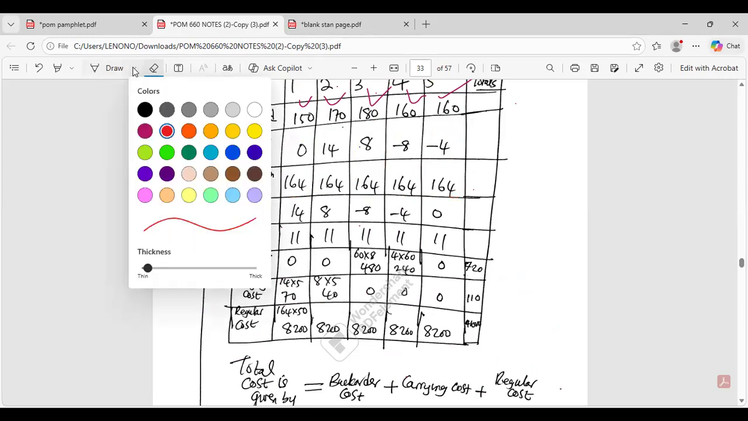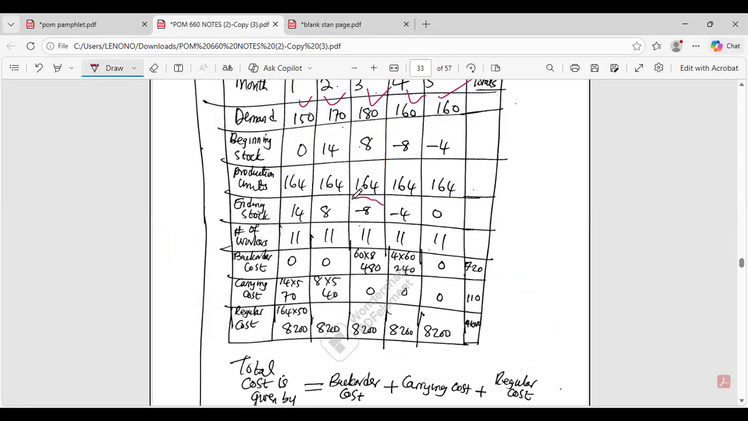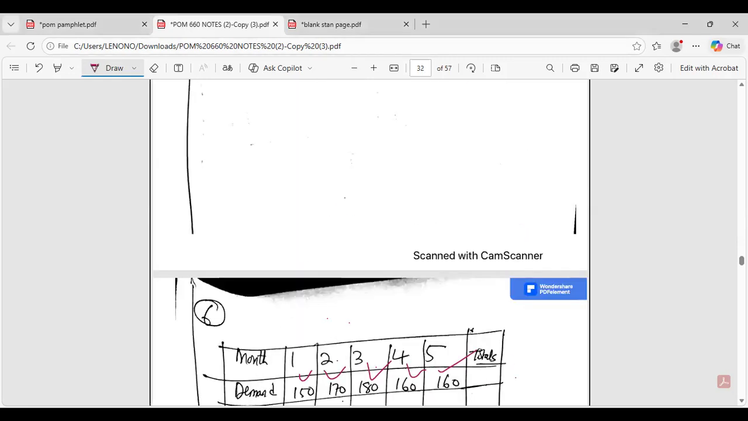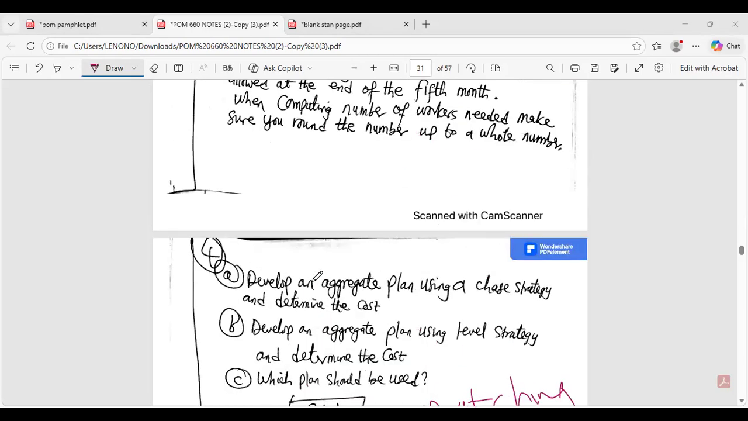Okay. So these negatives tell me we have three options that we can do because we are using the constant production and constant workforce. Are you with me? Yes. This eight, these are 11 workers who cannot meet the demand. So there are three options that we can do. What is option one under level strategy?